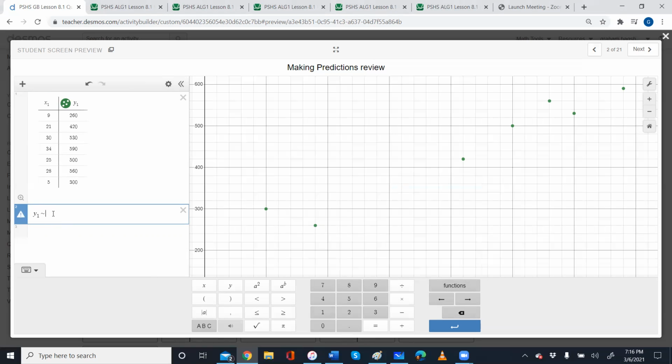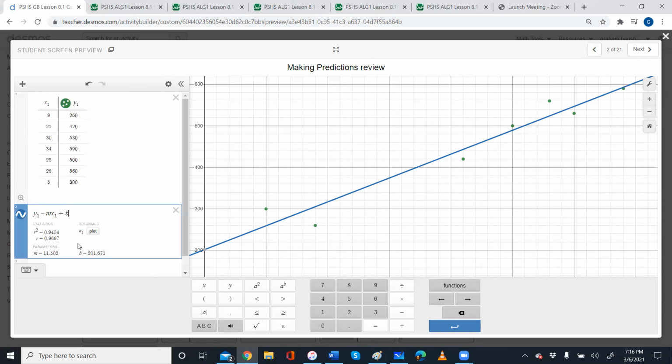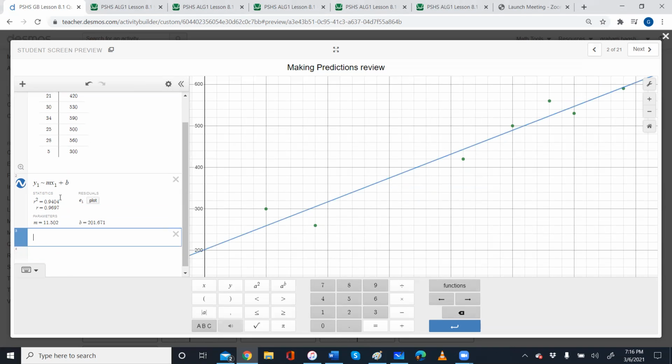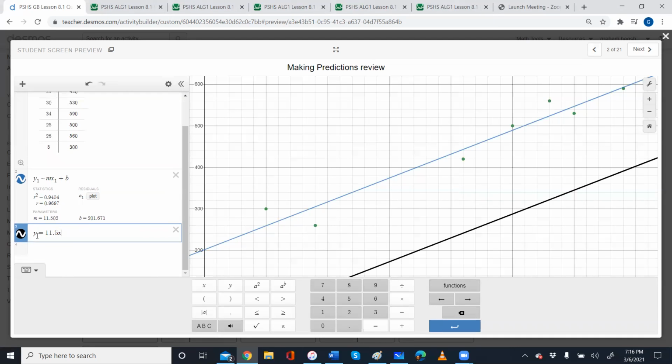All right, so I'm going to press Shift and that button above the tab, and it'll draw that symbol for me. mx1 plus b. And the two numbers that it gives you on the bottom here, this is the equation of the line. So the m is the number of x's. So this is really like y equals 11.5x, I'm just going to round a little bit, plus, and that's basically 202, or it's closer to 202 than 201.